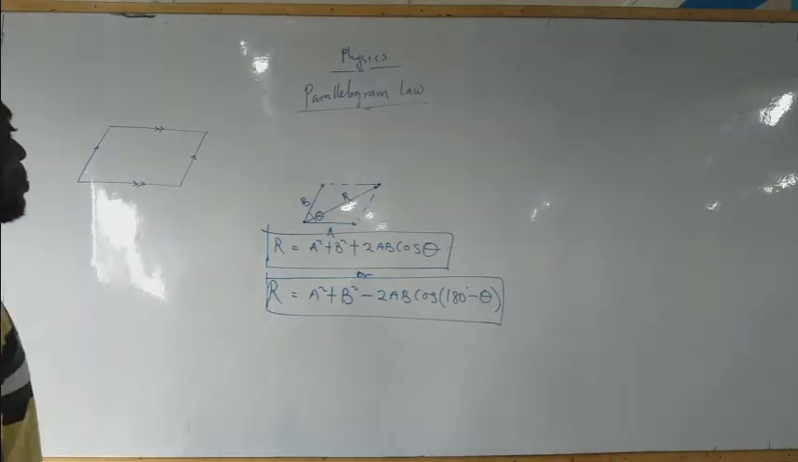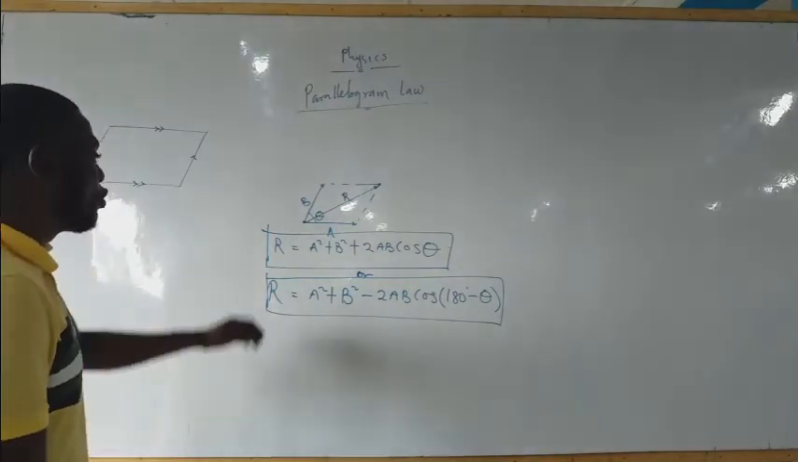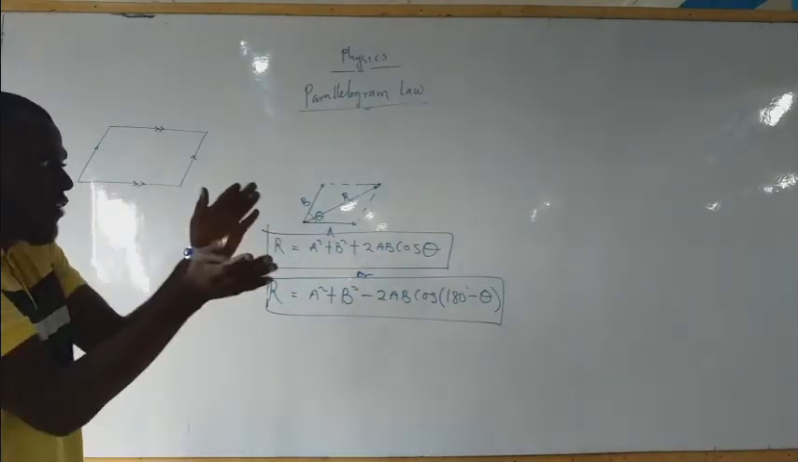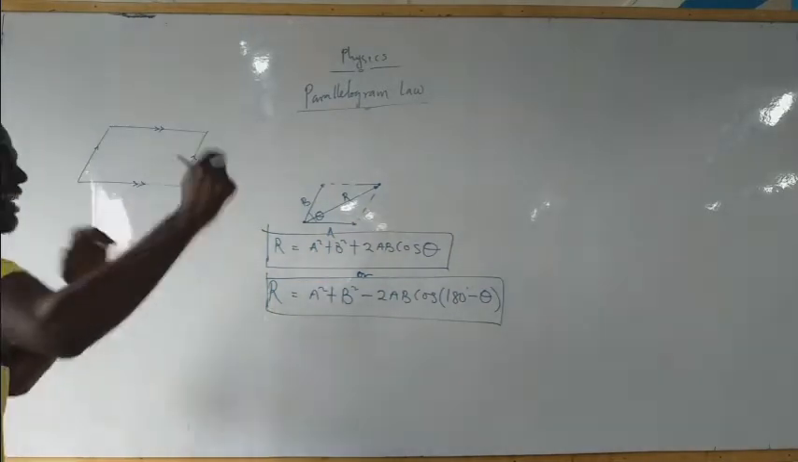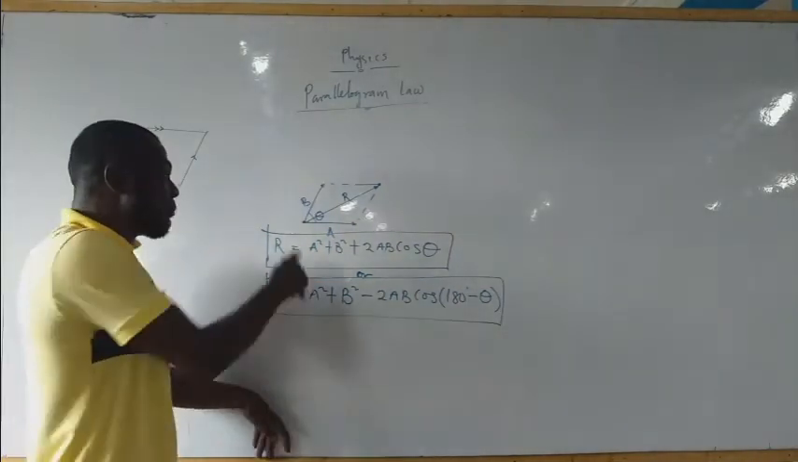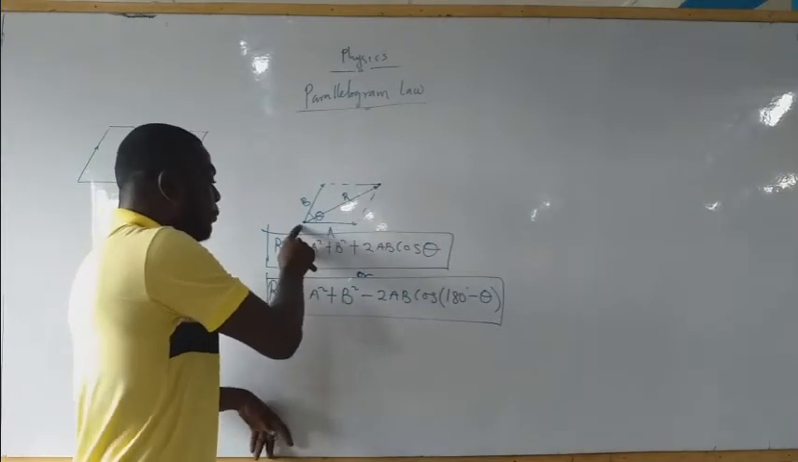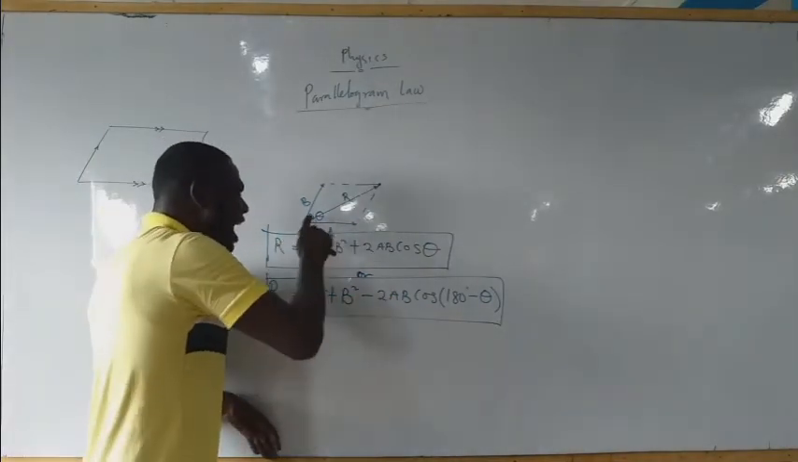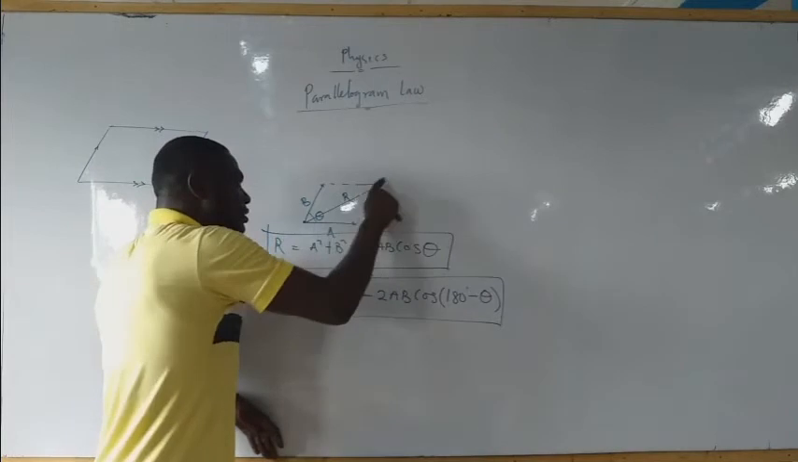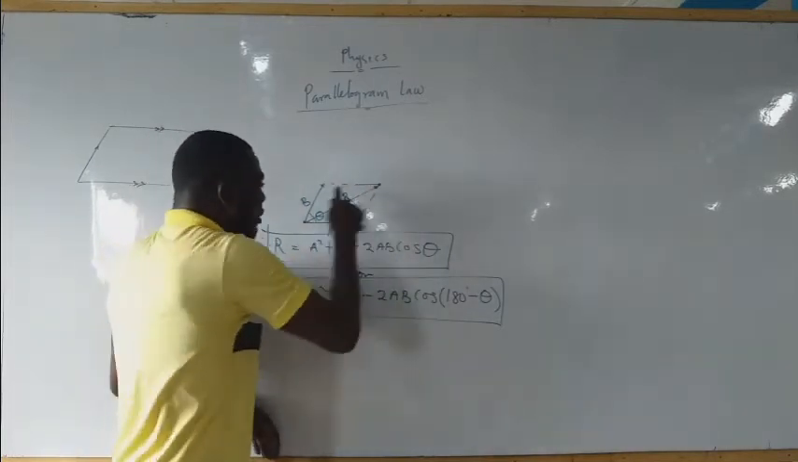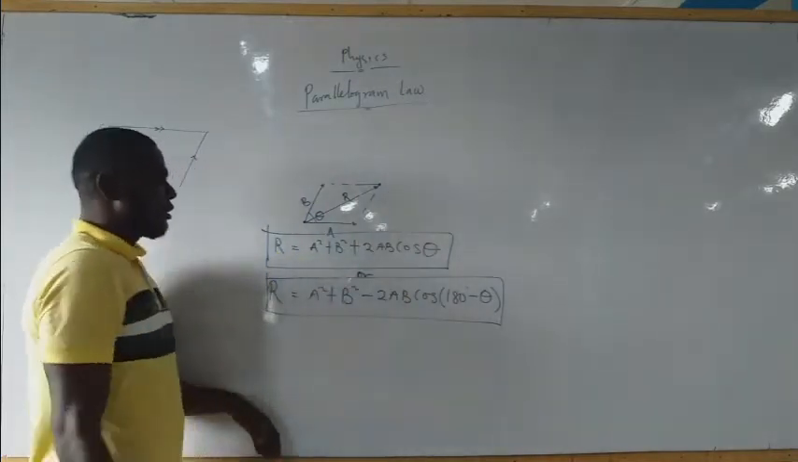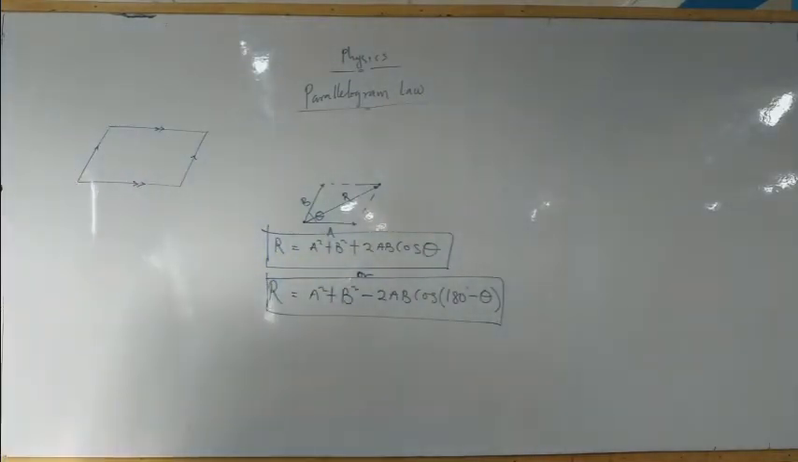Parallelogram law: when you join tail to tail of two vectors to form the adjacent sides of a parallelogram, then joining point to point, the resultant will be produced from this diagonal. You can see point to point, the diagonal. That will be the resultant.